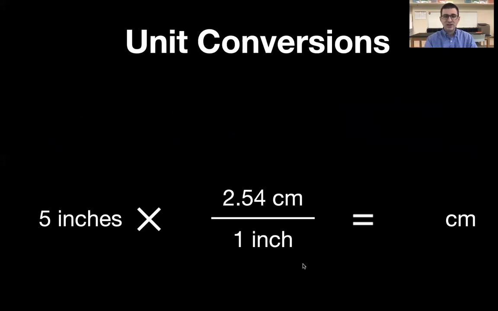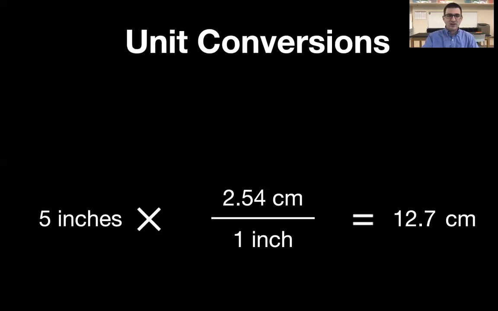So then we can actually plug in the numbers. 5 inches times 2.54 centimeters divided by 1 inch. Remember, this is 1, so we're not actually changing the length at all. And we get 12.7 centimeters equals 5 inches, which we can actually check on a ruler. 5 inches is right at 12.7 centimeters. So it does work out. We haven't changed 5 inches at all. We've just converted between the units.